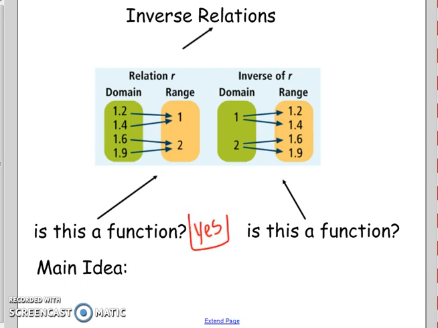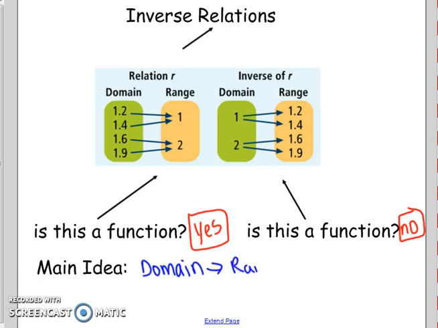Now the inverse of that, where the domain and the range are switched, when we look at that, the new domain now has multiple arrows coming from the same number. So 1 is getting mapped to 1.2 and to 1.4. So since the x's there are repeating, the domains are repeating, is this a function? No.